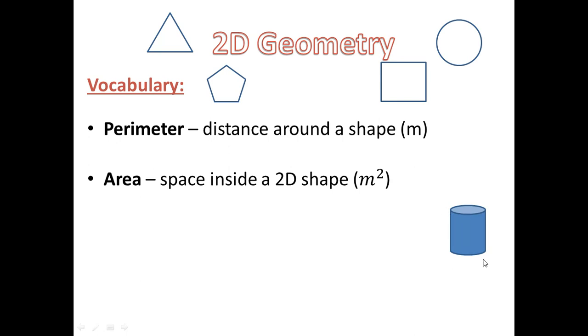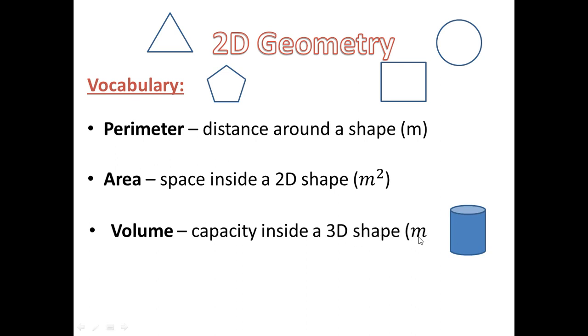Now here we have a cylinder. A cylinder isn't part of two-dimensional geometry. In fact, it is three-dimensional geometry, and we use volume to calculate the capacity of a 3D shape. And you'll notice that in a 3D shape, we use the units meters cubed to talk about our volume. The cube refers to the three-dimensional shape.